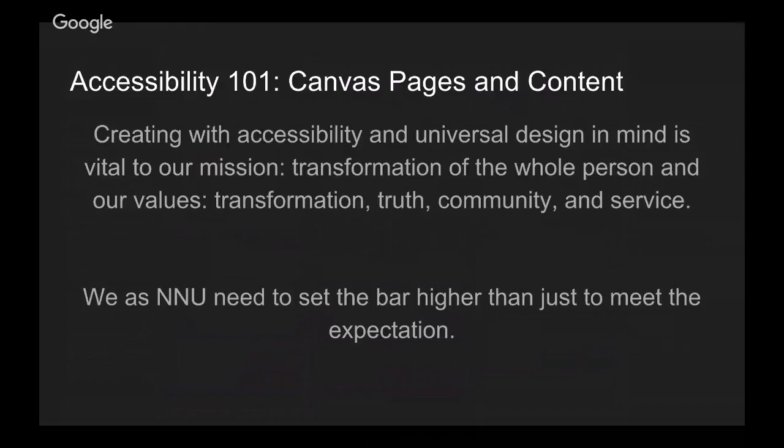It's that understanding that we are here to help provide education to the whole person, regardless of who they are or what they come to the table with. That is our mission. That's our mandate. And we need to strive to fulfill that in all avenues. And then we as NNU, again, need to set the bar higher and meet things that are a step above, not just because it's an expectation.